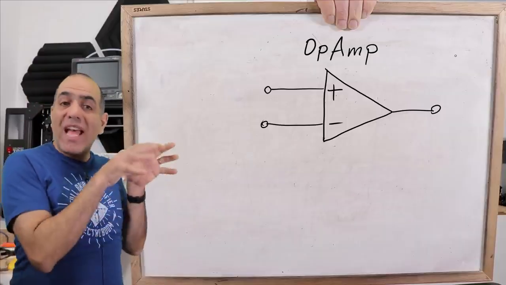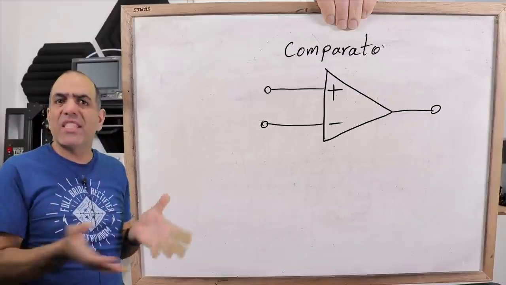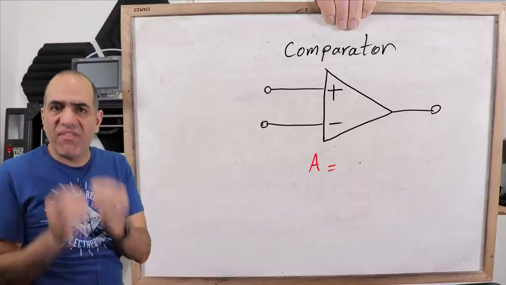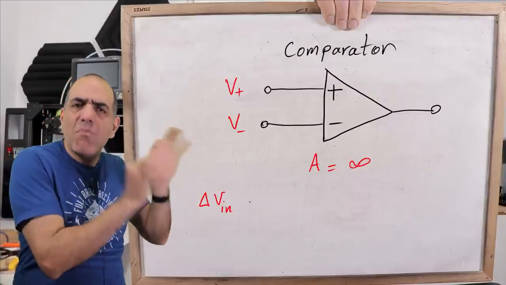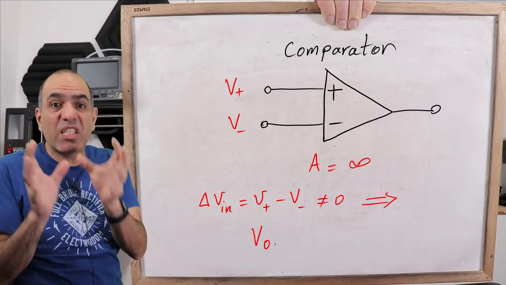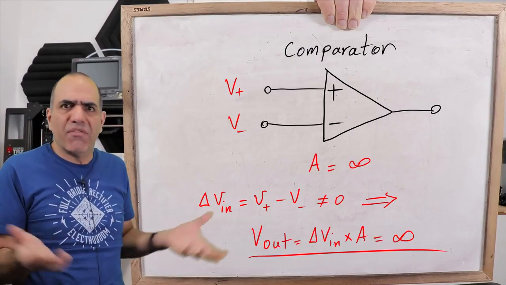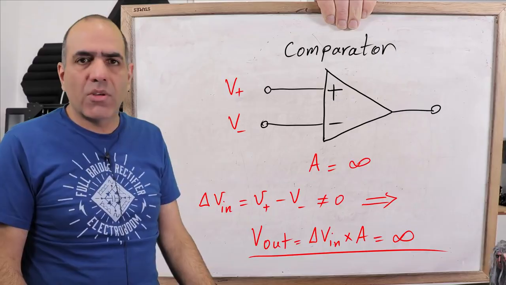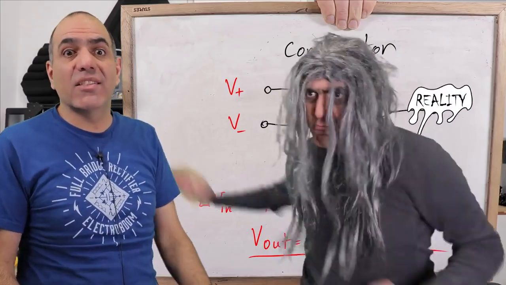What can we use it for as is? Only one way, that is a comparator. With a gain of infinity, any non-zero input voltage difference just gives a positive or negative infinity. Oh, so this is where the reality hits us.